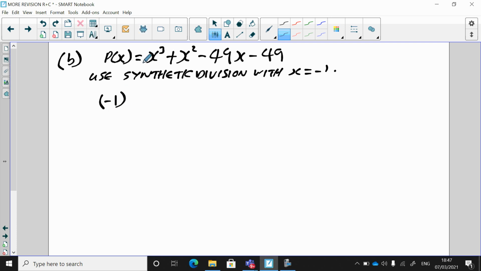So I'm just going to read off the coefficients. So I've got 1. I'll use a different colour pen here. I've got 1, 1, -49, -49. So I'm going to read them off there. And there we go. 1, 1, -49, and -49 there.